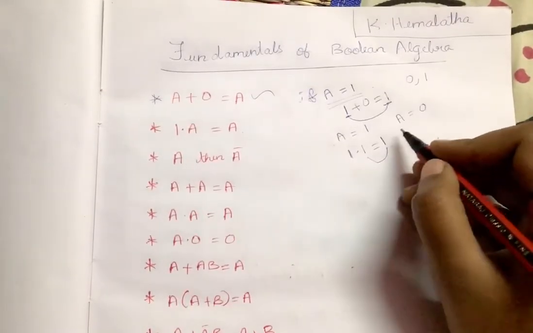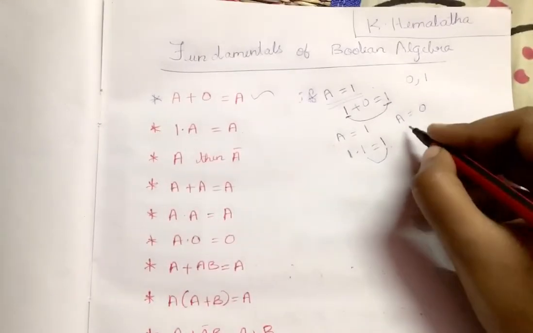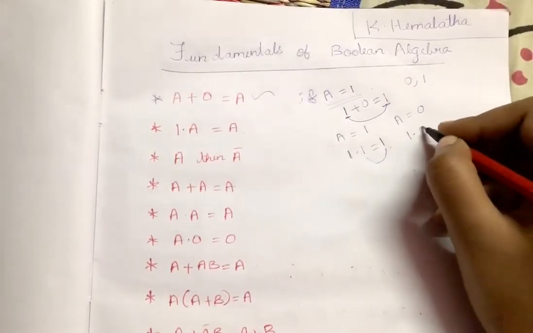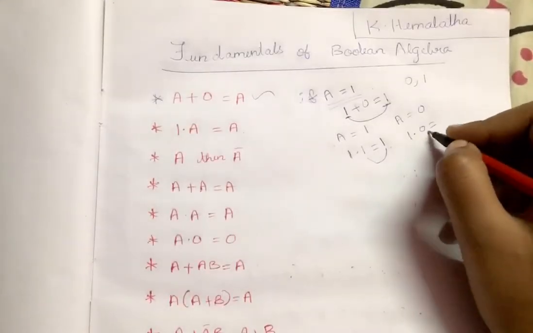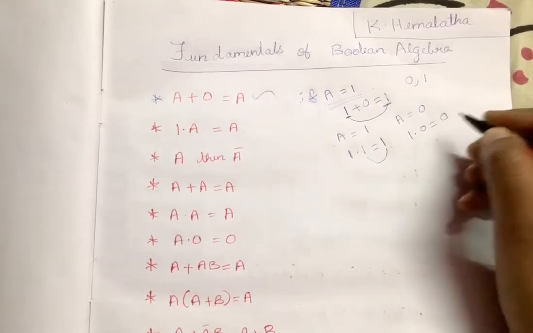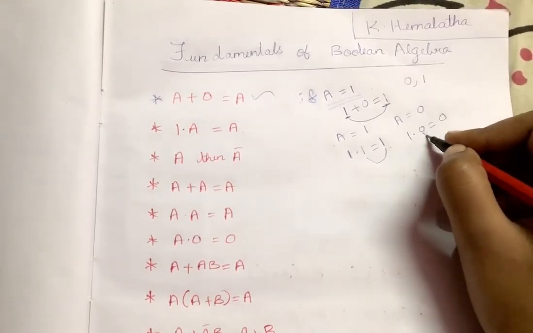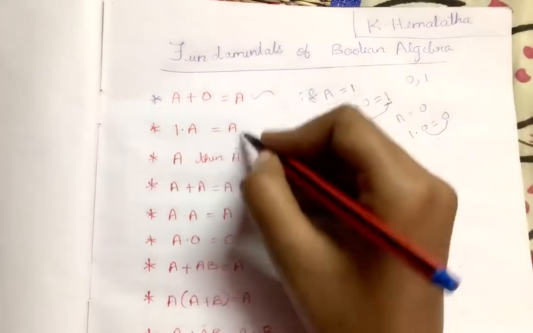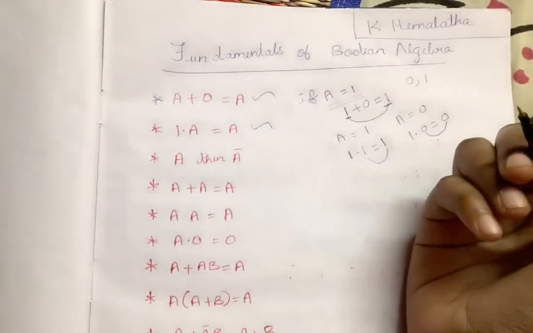Here at the place of a I substitute 0. So 1 dot 0 is equal to what? If you multiply 1 into 0, we get 0. At the position of a, whatever you have given, the same is reflected, so this property is satisfied.